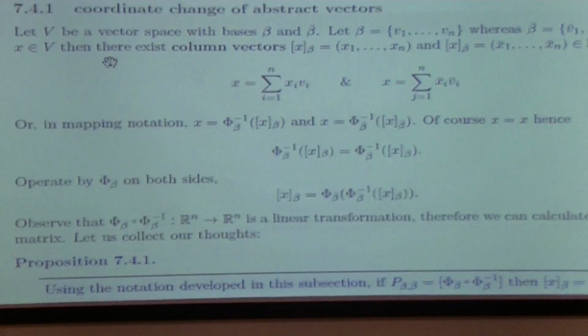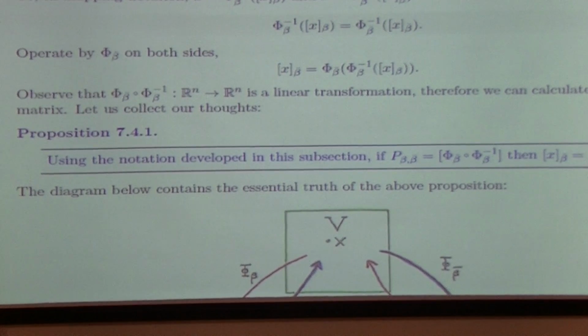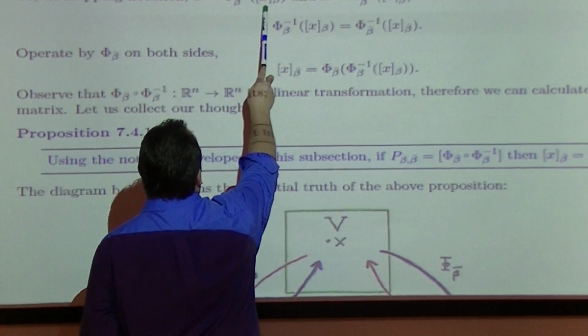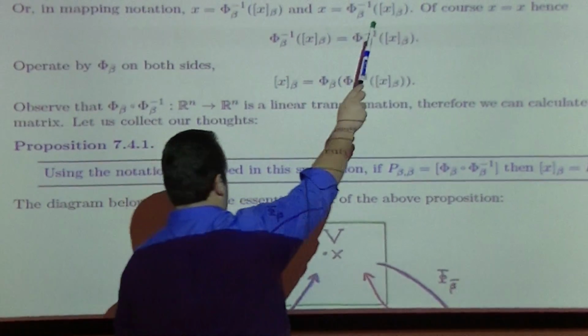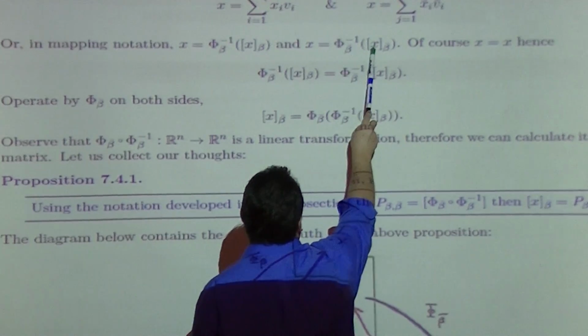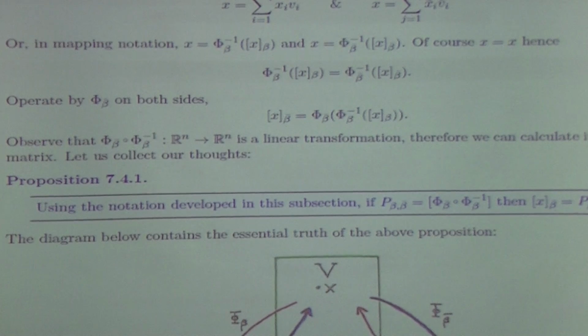All right. So my point to start with is that I can express x either in terms of the basis v1 through vn, or through the basis v bar 1 through v bar n, right? But x is x. So I have that x is equal to, on the one hand, the inverse image under the beta coordinate mapping of the beta coordinate vector. On the other hand, it's the inverse image under the beta bar coordinate mapping of x bar beta. But those are both x, so they're equal, all right?